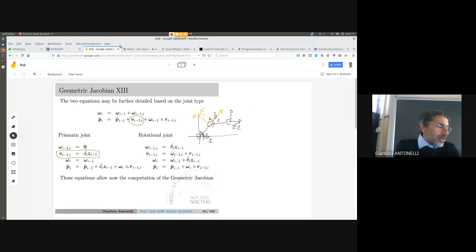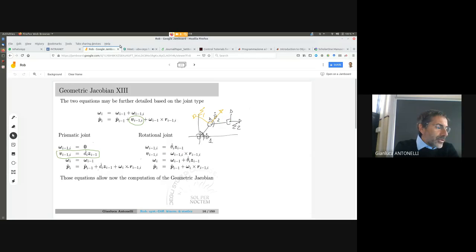When I have rotational motion, I do change also the linear velocity. Now, we are talking about the relative linear velocity. Clearly, if this moves and this moves, the linear velocity of this point here is different from the linear velocity of this point here. And the contribution is exactly the circular motion here. So the cross product between the angular velocity and this position vector here.